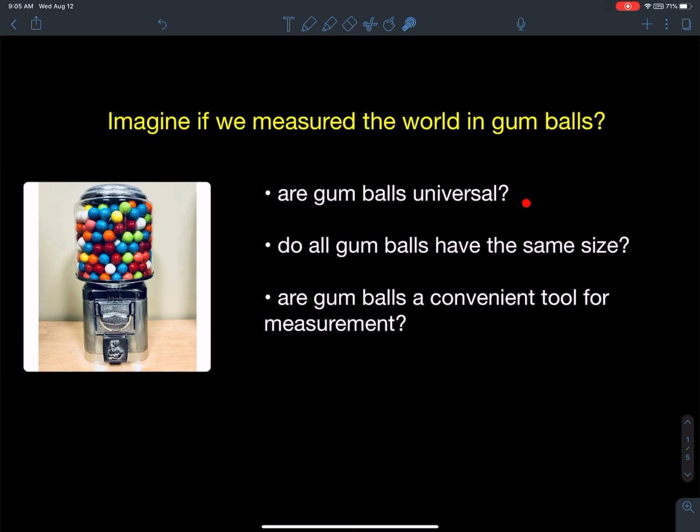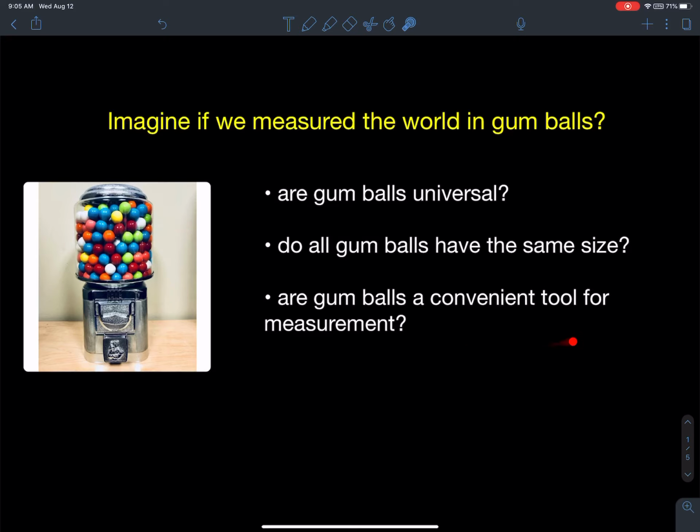Well, the first thing that we need to think about: are gumballs universal? Are gumballs in China the same size as gumballs in the United States or in Ghana? Probably not. Even if they were, would we trust that people can manufacture them to be the same size? Would there be slight differences? How do we find a standard way of making gumballs so that they're all exactly the same size?